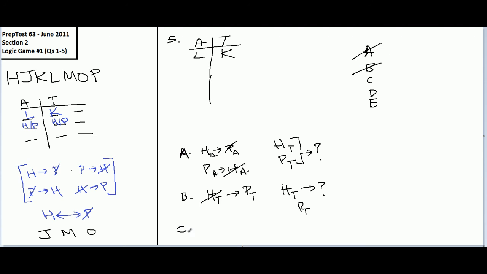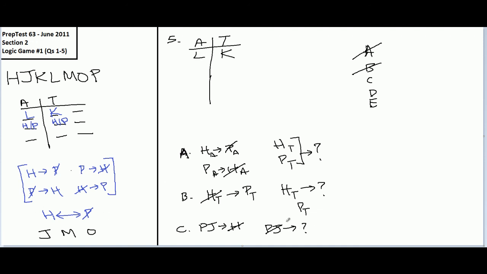How about C? If Perkins is appointed to the same court as Jefferson, then Hamadi can't be. So if P and J are together, that implies that H is not with them. Well, what if it's the case that P and J aren't together? Because remember, up here, we could separate P and J, and it still had to be true that H and P could not be on the same court together.